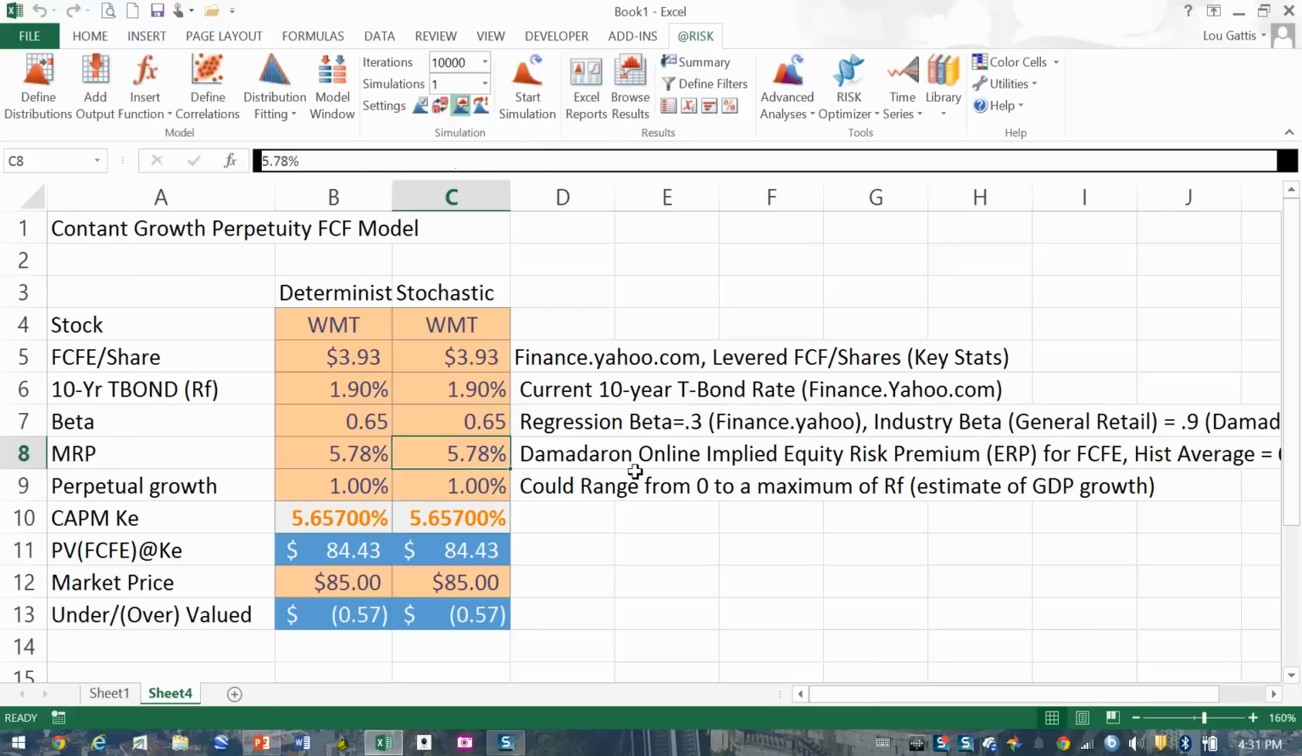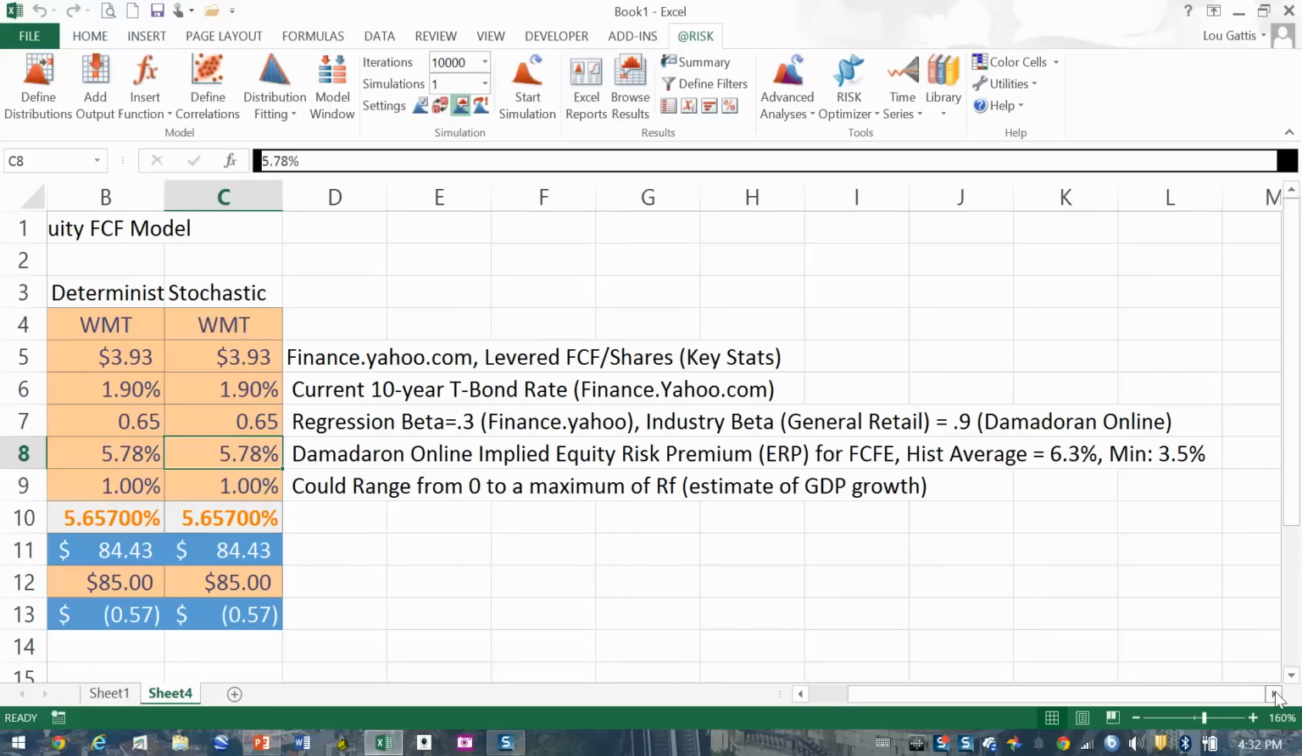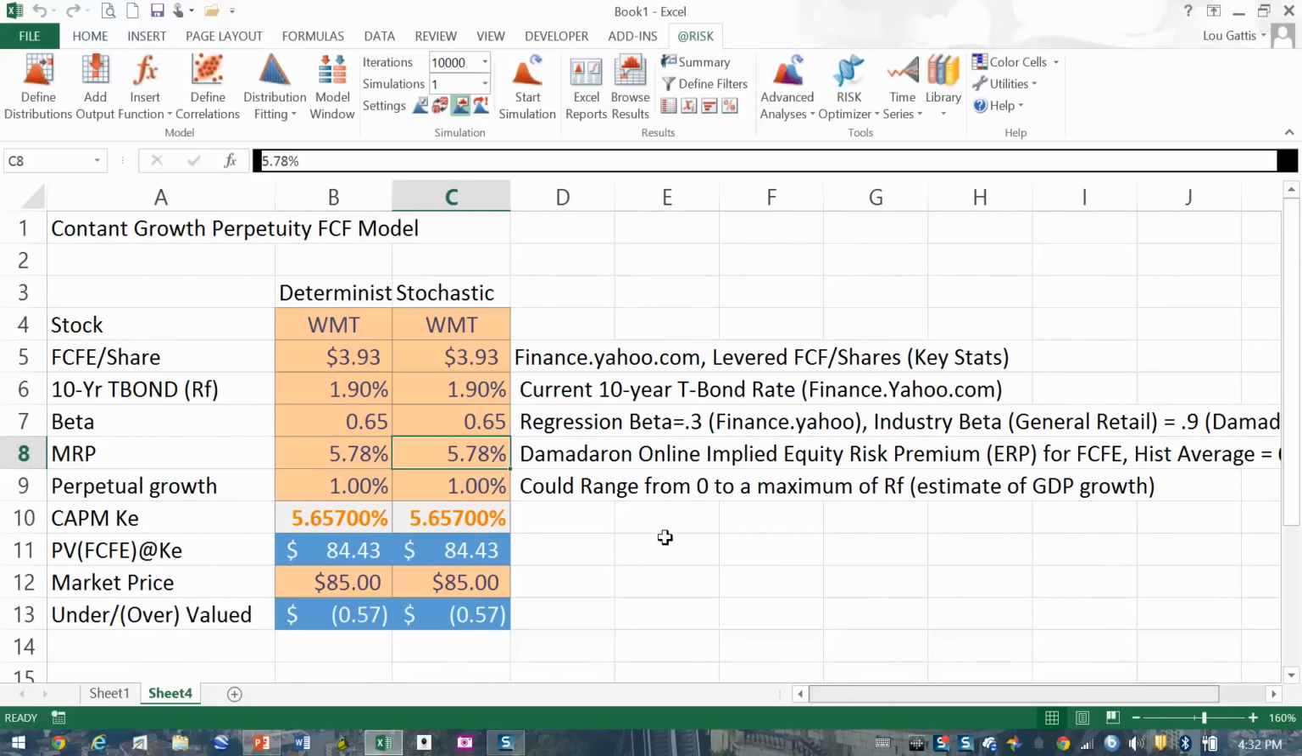And then market risk premium. Again, I really like 5.78. I think that's the most likely value. But it could be as low as 3.5, and it could be a little bit higher, 6.30. So I'm going to do a triangular distribution. Again, it's going to be bounded.